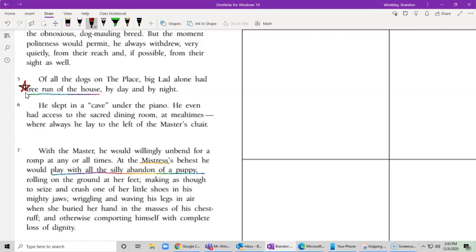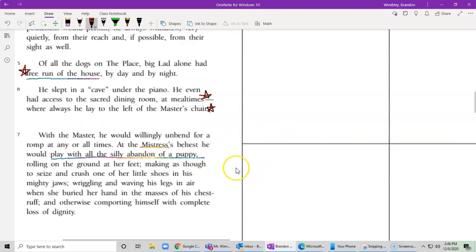He slept in a cave under the piano. He even had access to the sacred dining room at meal times. So it's telling us he can even go in the dining room when people are eating. I know my dog, he's not allowed to be in there because he's going to be bugging us so much. Where always he lay to the left of the master's chair. So not only does he get to go in, but he's allowed to sit right next to them. So that's giving us some information about maybe how they feel about him.